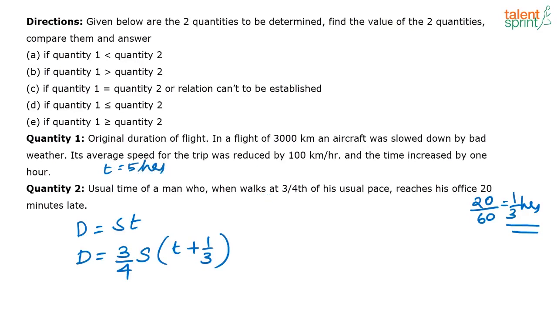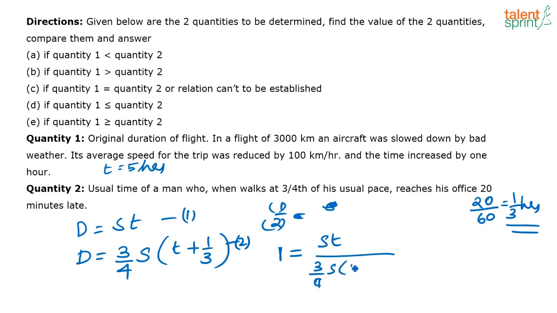So what do you get here? Now you have two equations and two unknowns here, and then if you actually divide these two equations, right, what do you get? Just divide this equation 1 and 2. What will you get? This is equation 1, this is equation 2. If you divide 1 and 2, here you have equation 1 divided by equation 2, right? D by d, left hand side will become 1. So you will have 1 is equal to st by (3/4 s) into (t plus 1/3).